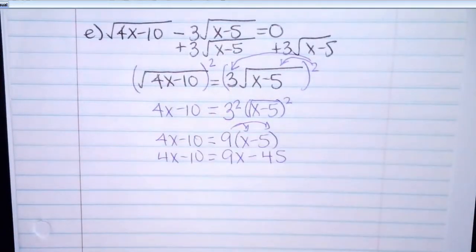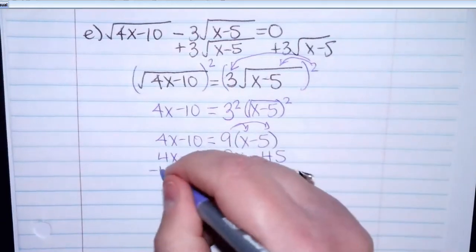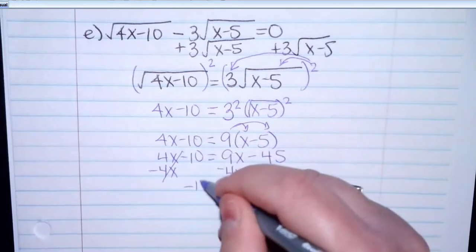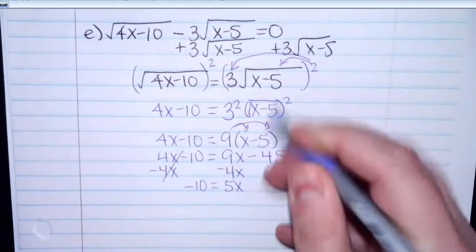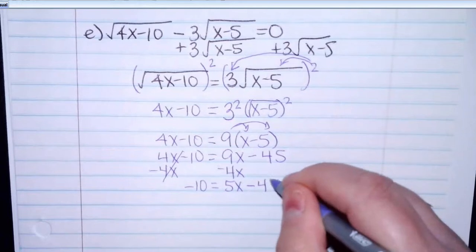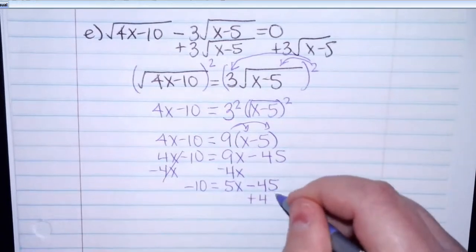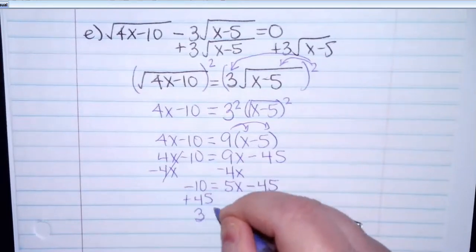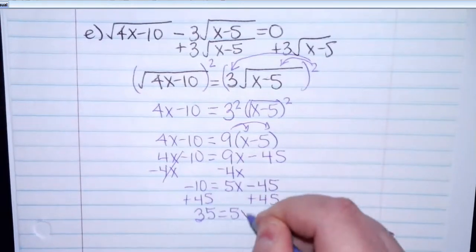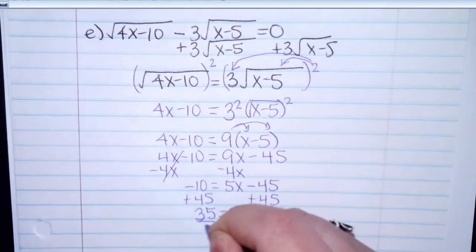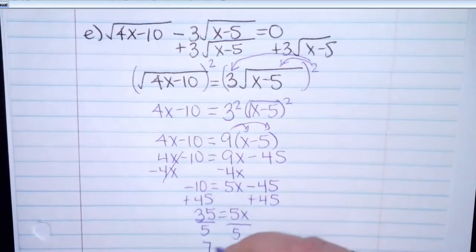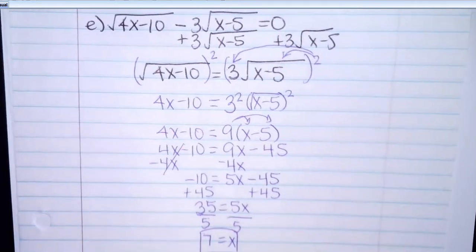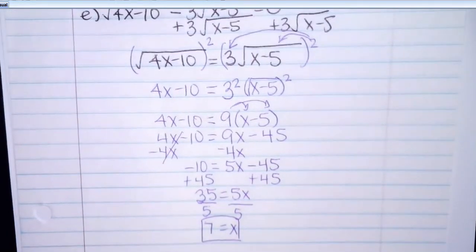There's different ways you could solve this. If it's me, I like to try to keep my variable positive. So I would subtract 4x from both sides there. So I get negative 10 equals 5x minus 45. Add that 45 to the other side, and I'm going to get 35 is equal to 5x, and then ultimately divide by 5 there, and my answer will end up being 7.